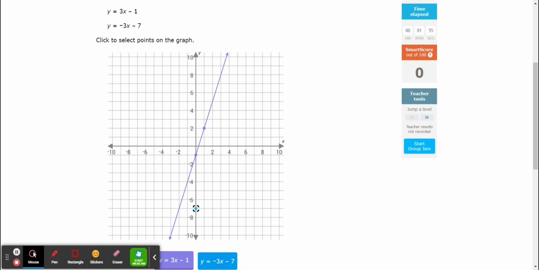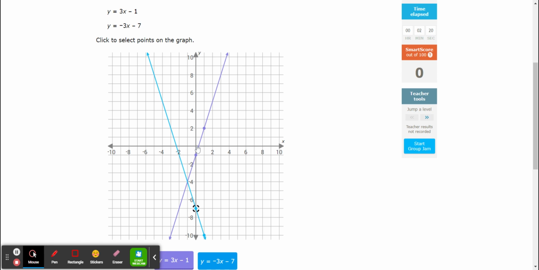But instead of going up, I can go down 1, 2, 3, and then go to the right once. Or I could go up 1, 2, 3, and then go to the left once. Either way you do it, you're going to end up with the same line. They're still going to intercept at the same spot. So now my solution is where those two lines intercept.